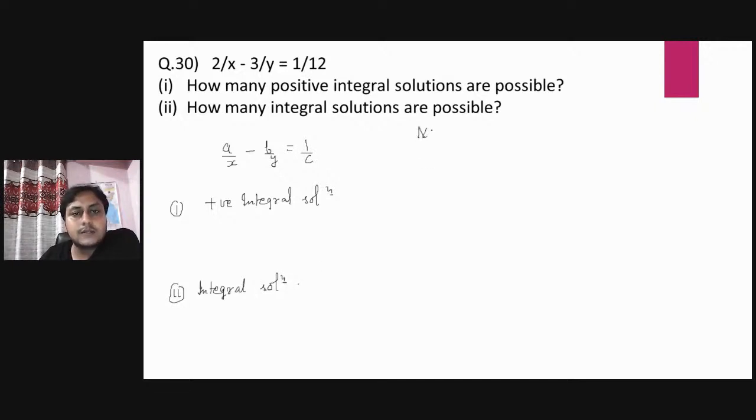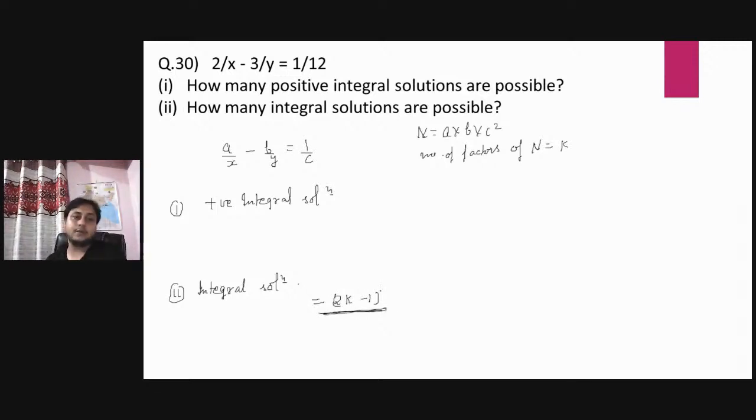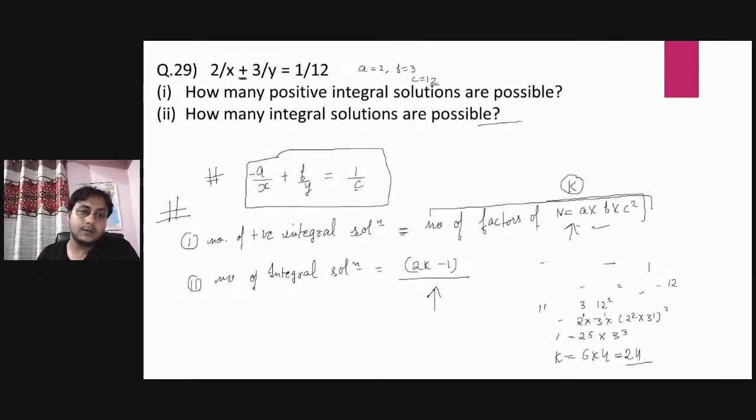So guys, again, number n is what? This number a into b into c square, and number of factors of n, let's say k, right? So guys, to find the number of integral solutions in this case, the number of integral solutions should be equal to 2 into k minus 1. So no change, कोई change नहीं आएगा. If this one is a by x plus b by y equals to 1 by c, number of integral solutions is 2k minus 1. K is what? Number of factors of this number, right?